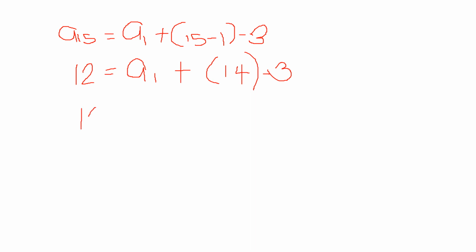So, we have 12 equals A sub 1. This time minus, maging minus kasi negative 3 times 14. So the answer is 42. Negative 42. Para mawala yung 42 sa tabi ng A sub 1, this time i-plus naman natin siya sa 42. Kung siya ay negative, lalagyan natin ng plus. Kung siya ay plus, gagawin natin minus. So plus 42.